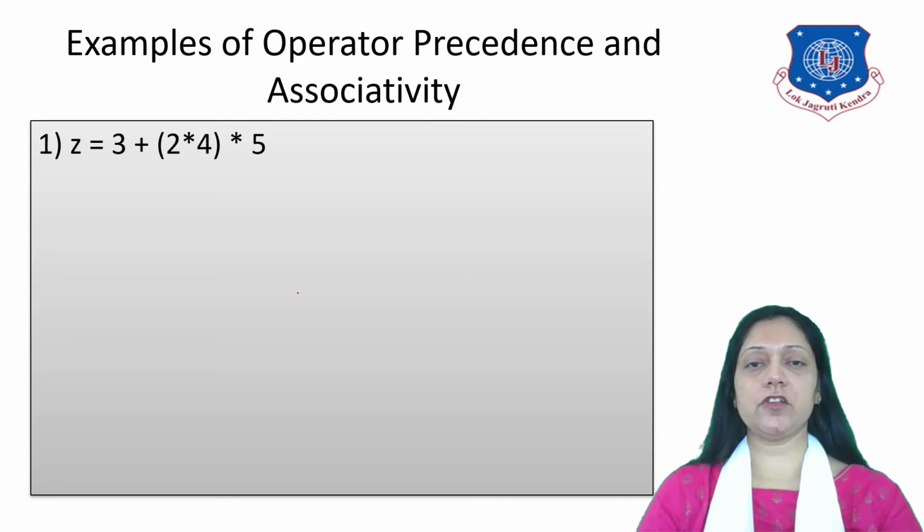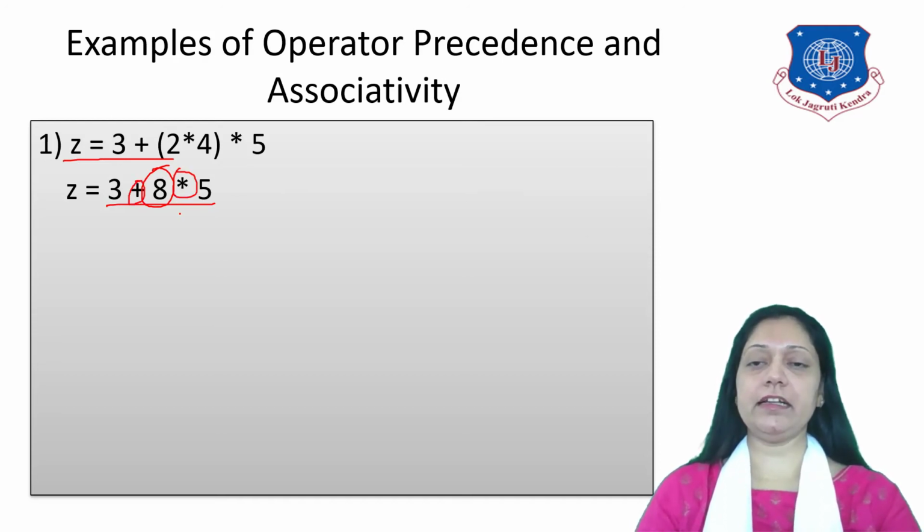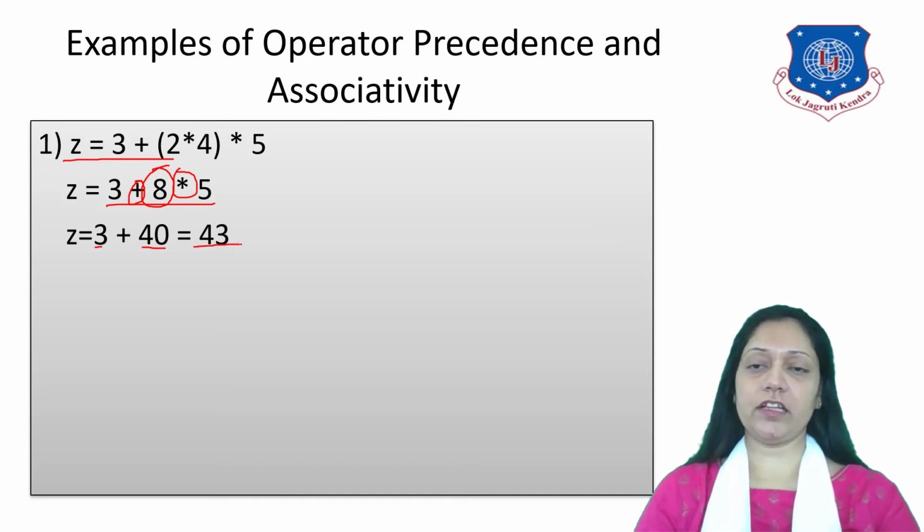Let's see a few more examples of operator precedence and associativity. Now I am taking z equal to 3 plus (2 multiplied by 4) multiplied by 5. As we have seen, the bracket holds the highest priority. So 2 multiplied by 4 will be evaluated to 8. The rest of the components we bring down as it is, that is 3 plus, multiplication 5. So now the expression is 3 plus 8 multiplied by 5. Now in this there are two operators, plus and multiplication. Multiplication has higher priority, so 8 multiplied by 5, that is 40, is added to 3 and the result becomes 43. So this is the final result of this expression.